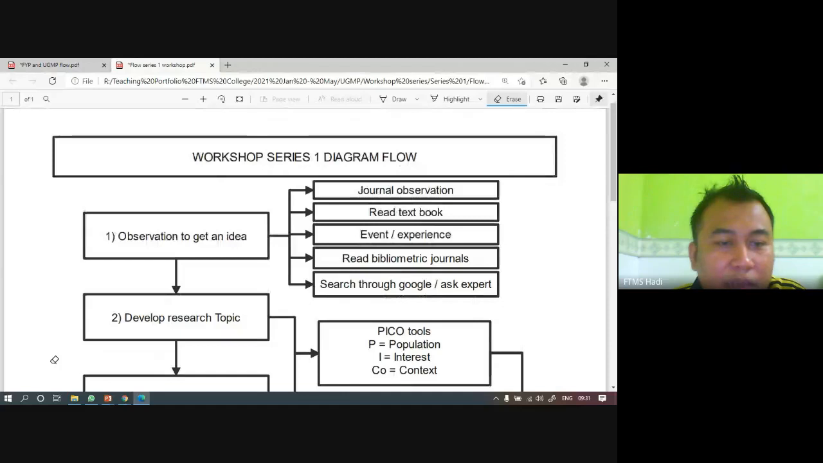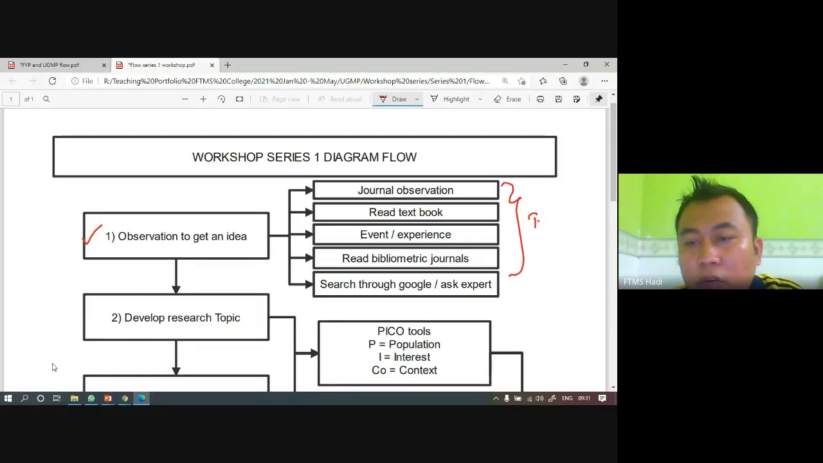Okay, so let's move on to the first step. The first step is observation to get an idea. This is about the topic, or idea, that you want to have.